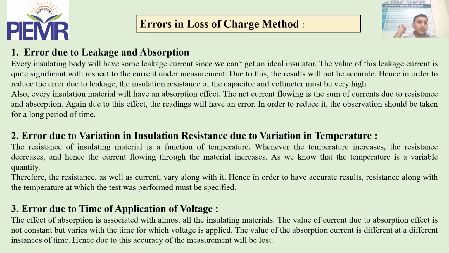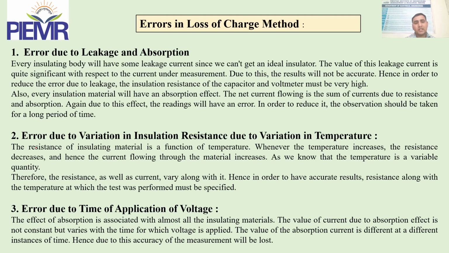The second is error due to variation of insulation resistance with temperature. As I say, the resistance of any material changes with temperature. If we measure a particular value of resistance at a temperature of 20 degrees Celsius and then measure at 40 degrees Celsius, there will be variation, and for this we have to control the temperature while measuring.